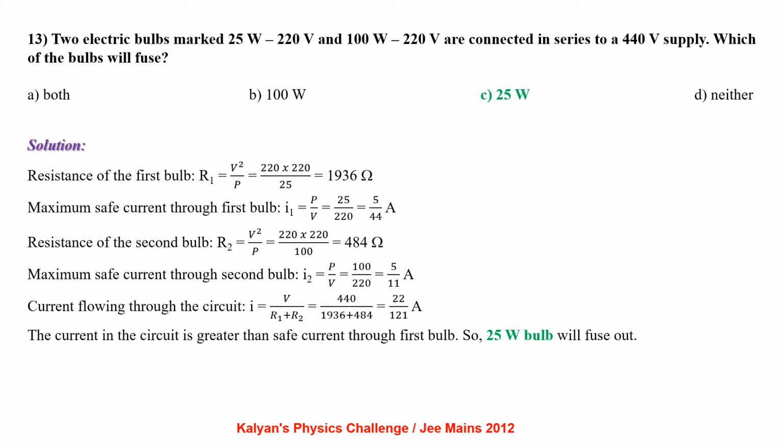Resistance of the second bulb R2 equal to V square by P, that is 484 ohm. Maximum safe current through the second bulb I2 equal to P by V, that is 5 by 11 ampere. Current flowing through the circuit I equal to V by R1 plus R2, which comes out to be 22 by 121 ampere. The current in the circuit is greater than the safe current through the first bulb, so the 25 watt bulb will fuse out.